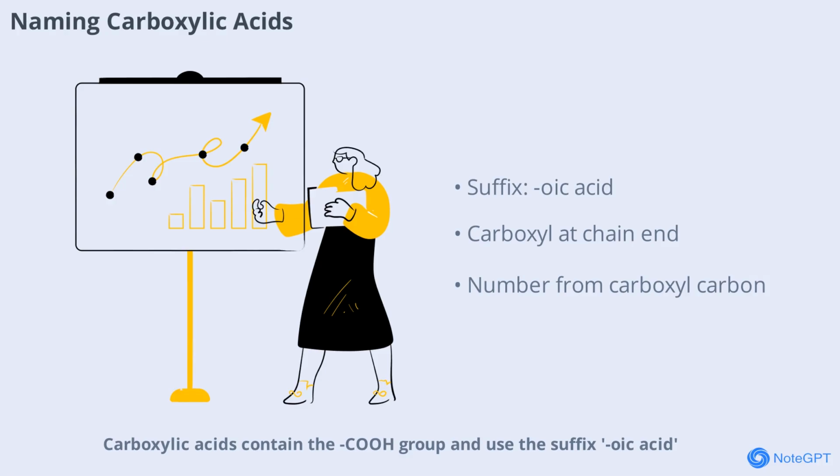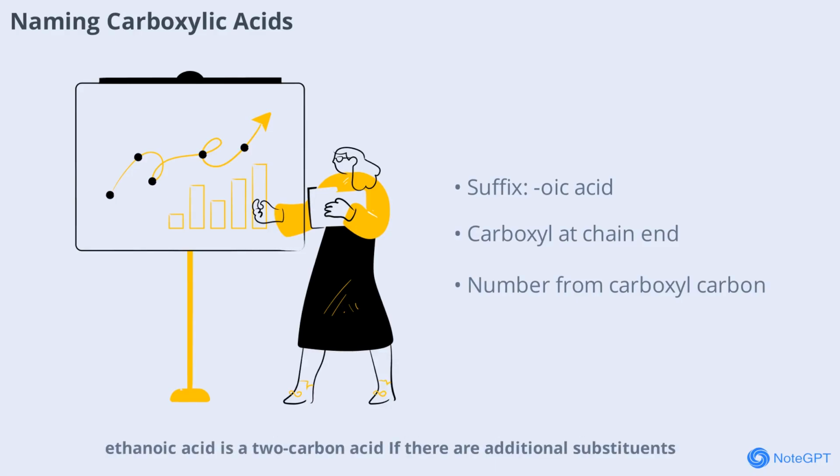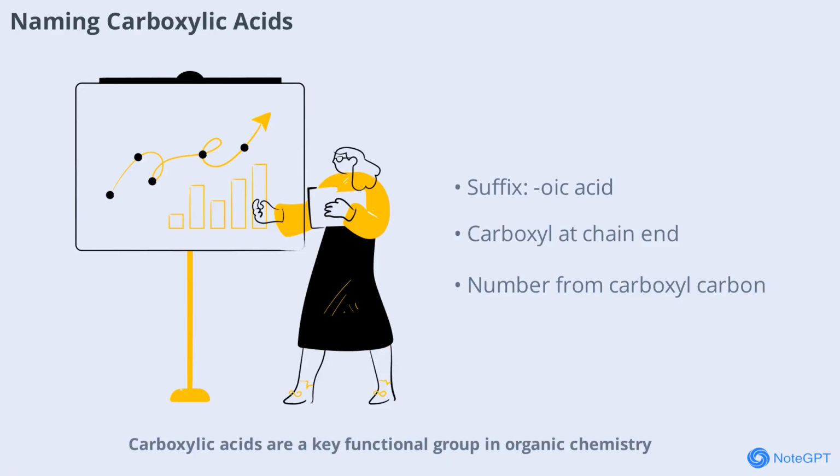Carboxylic acids contain the COOH group and use the suffix -oic acid. The carboxyl group is always at the end of the parent chain, so numbering starts from this carbon. For example, ethanoic acid is a 2-carbon acid. If there are additional substituents, their positions are indicated as usual. Carboxylic acids are a key functional group in organic chemistry.